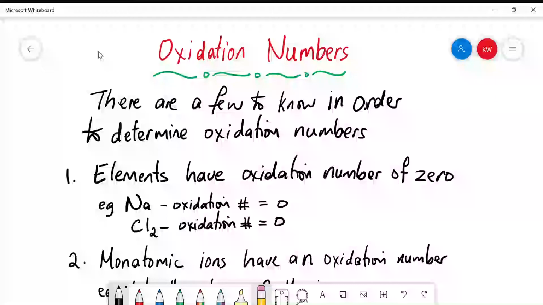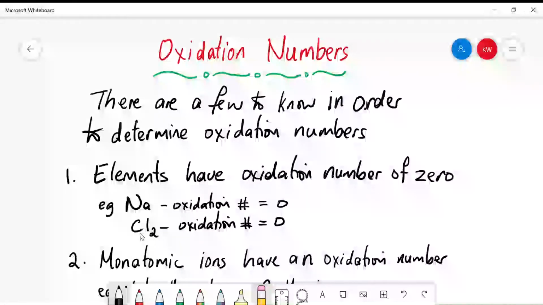So there are, I would say, about 6 or 7 rules. So let's check it out. The first one: elements have oxidation number of 0. Example, sodium. We see here sodium has an oxidation number of 0, sodium by itself, or chlorine.